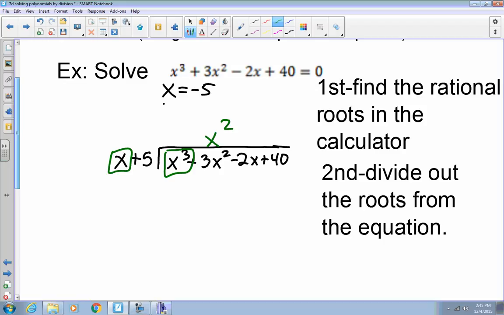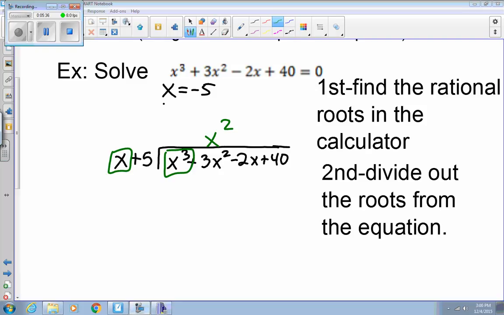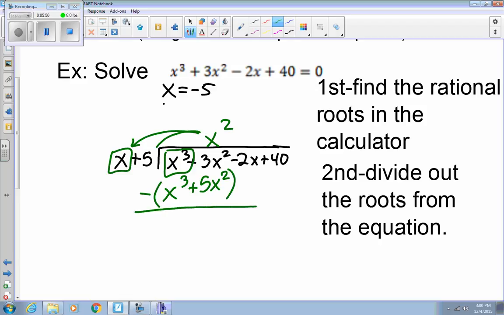Then multiply it out: x squared times x is x to the third, x squared times 5 is 5x squared. Be careful with your subtraction here. We're subtracting both terms. The first term gets canceled. For the second term, 3x squared subtract 5x squared is a negative 2x squared. That's where a lot of people make mistakes. Bring your next term down.